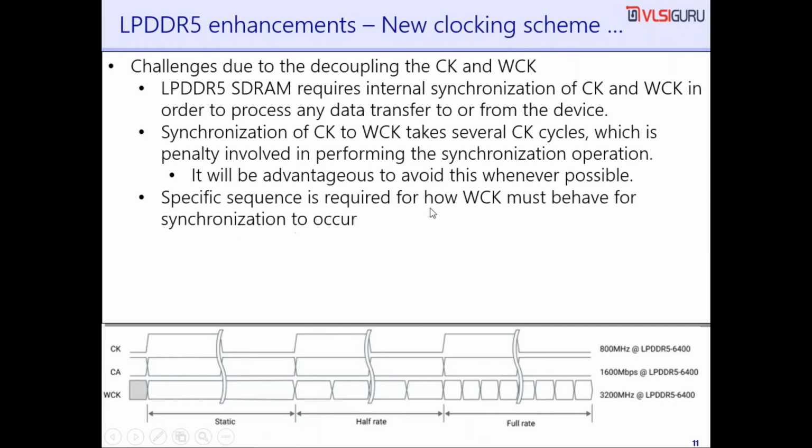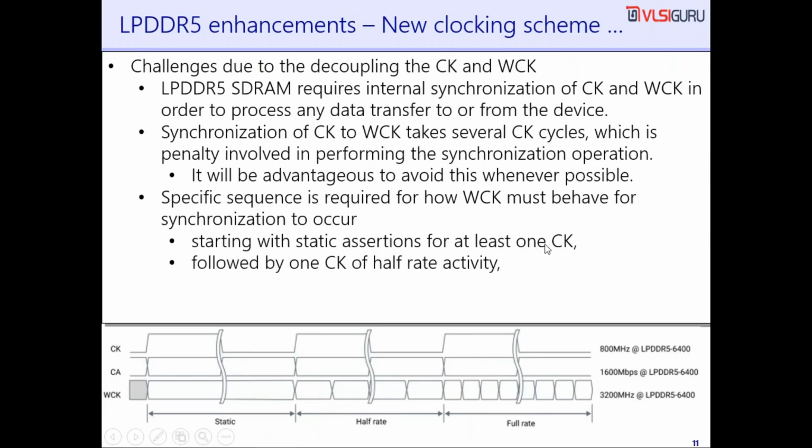So that we'll discuss in the synchronization topic, starting with static assertion for at least one clock cycle. So WCK should be static asserted for one clock cycle and followed by one CK of half rate activity. So there is specific static assertion, then it should run at half rate, then at the full rate.